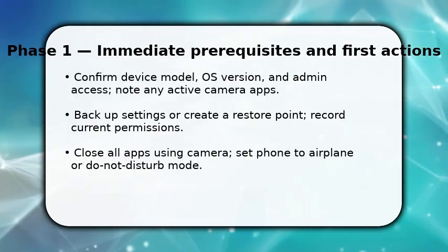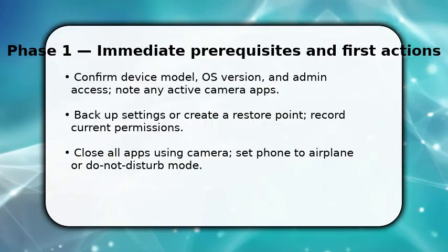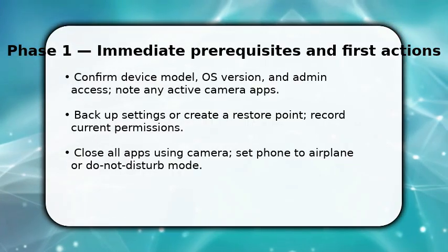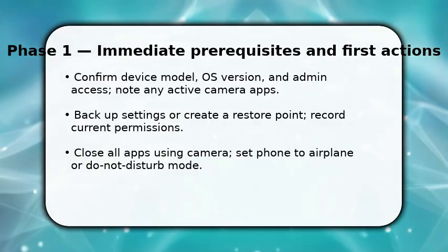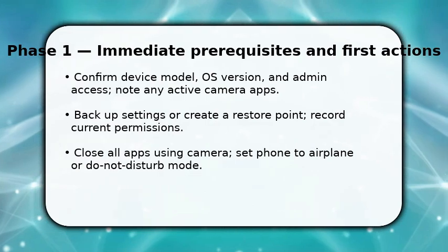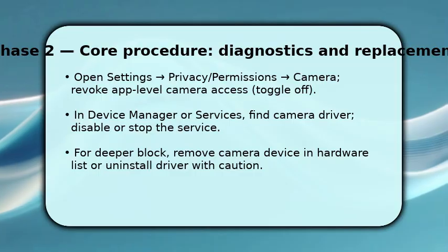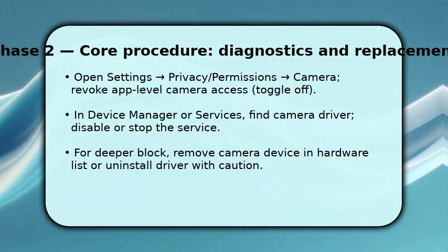Close any app actively using the camera and set the device to airplane or do not disturb to prevent background processes from restarting it. Now, navigate to the System Settings panel so you can perform the first change to camera permissions and services. You now revoke camera access at the app level by opening Settings, then Privacy or Permissions, and toggling camera access off for every listed app.